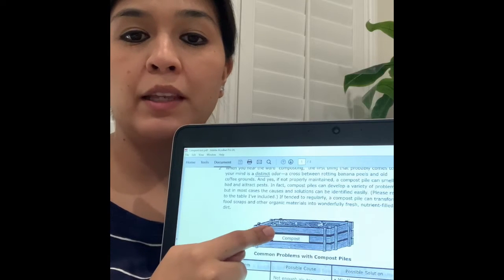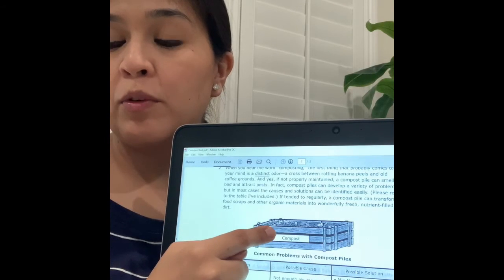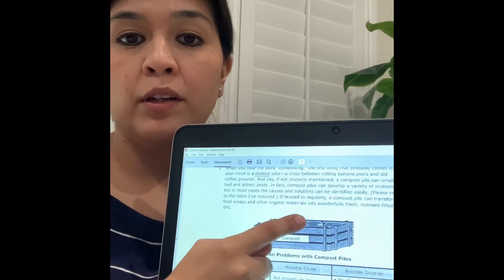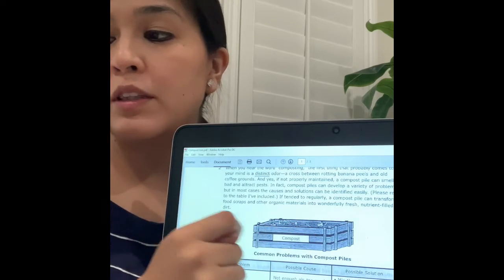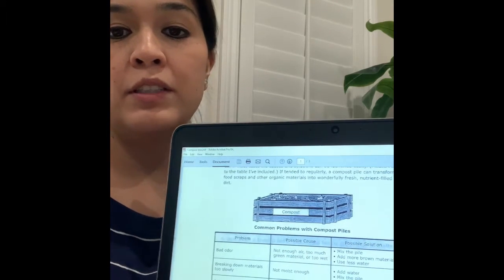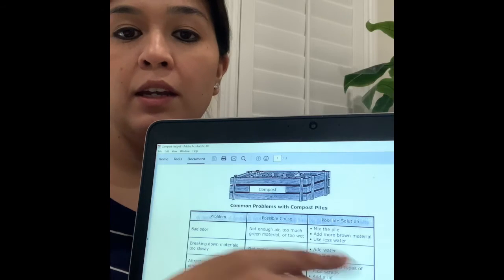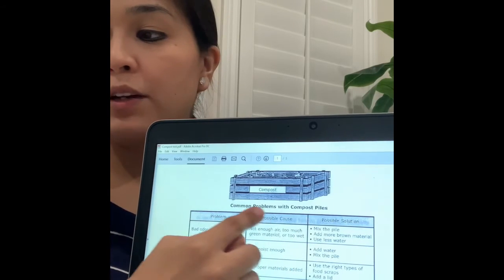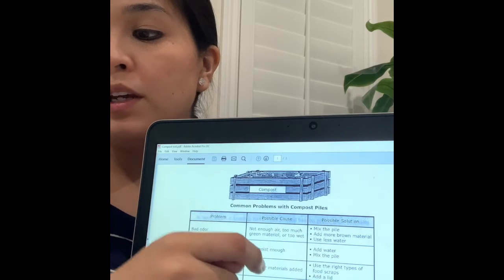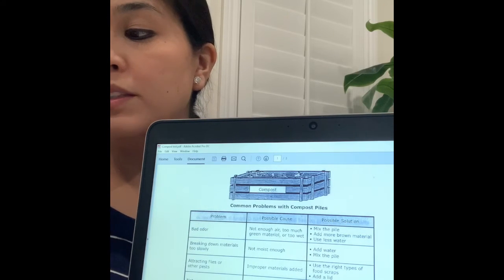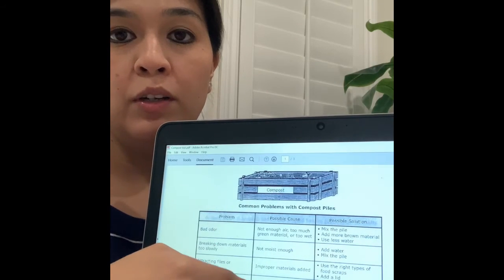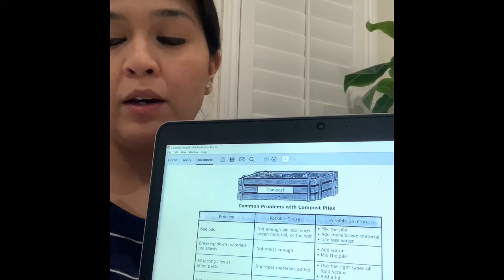Hopefully by now they're using that academic vocabulary from our vocabulary lesson. They might point out, draw arrows on the apple cores and the banana peels. Then they would point out that there is a table here, and the title is Common Problems with Compost Piles. And then we have labels: a problem, a possible cause, and a possible solution. So they would take the time to read that, point out whatever they see.